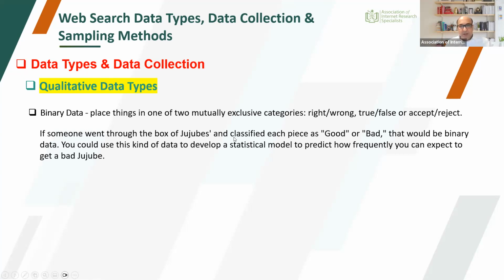Now, as an example, if someone went through the jujube box, your candy stuff there, that you call jujubes. It's one of the ones that we get to see quite a bit in stores. Each piece can be classified as good or bad. That would be binary data. Think of it as two colors, or let's say there are two flavors in jujubes. In reality, there are far too many in there, but let's say two flavors. Green you like, red you don't like. Green is not good, red is good, for instance.